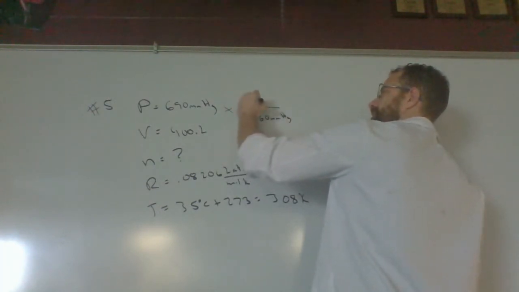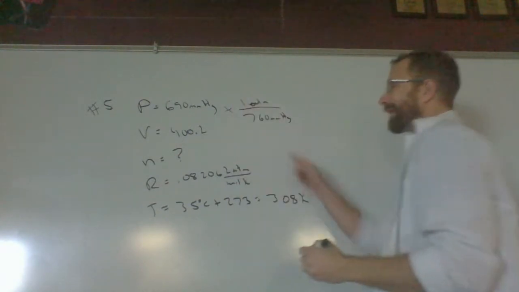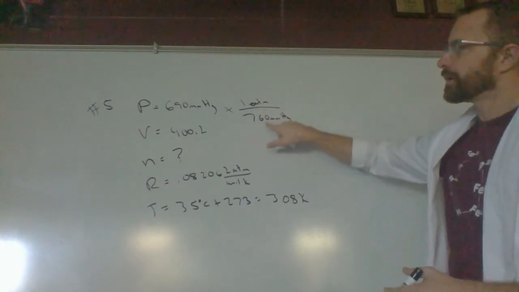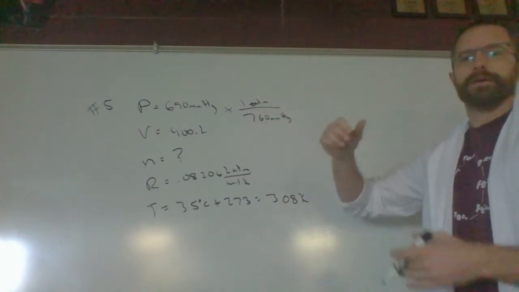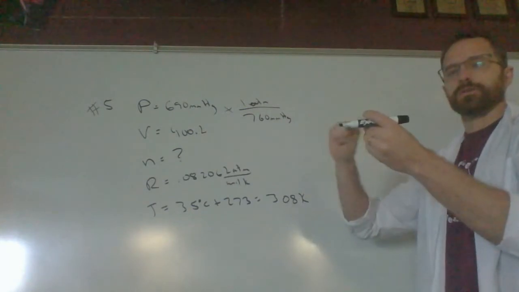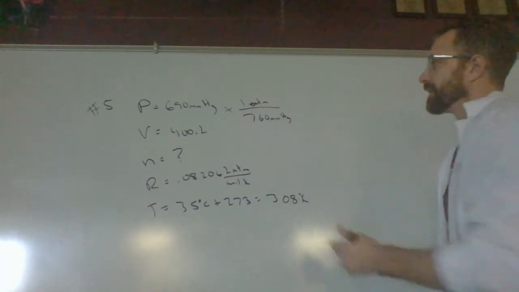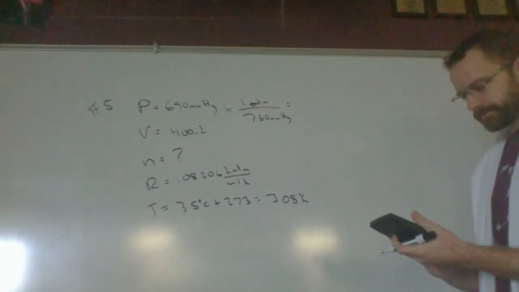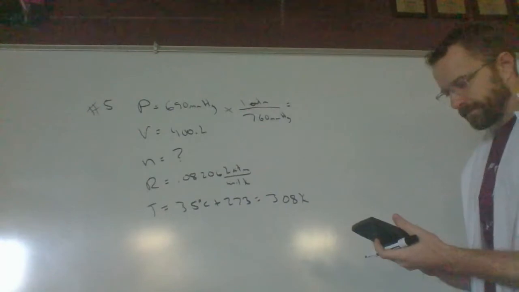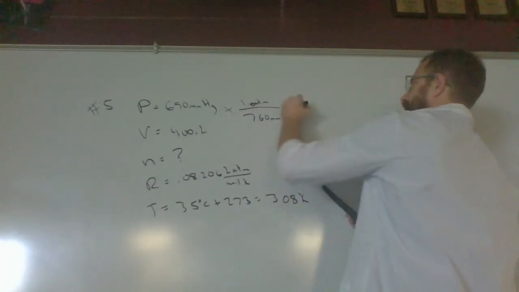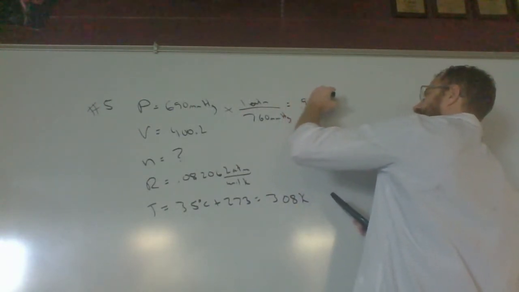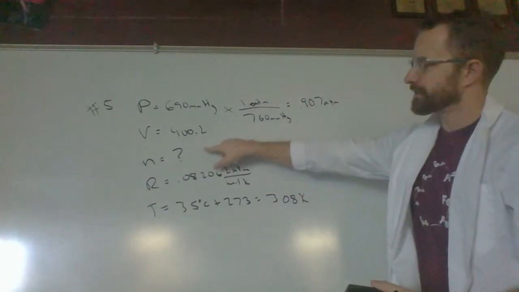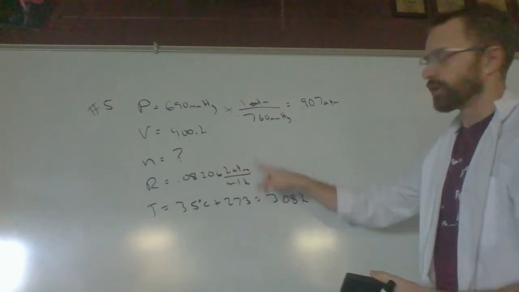So 760 millimeters of mercury for every 1 atmosphere. Where do we get these numbers? How do I know what relationship that is? That's on the back of your periodic chart. Remember, there are all those pressure conversions that we've got there. So I've got to multiply 690 by 1 divided by 760, which will give us 0.907 atmospheres. Right, so I've got atmospheres, I've got liters, I've got number of moles, I've got R, and I've got Kelvin. So all my units are going to work.